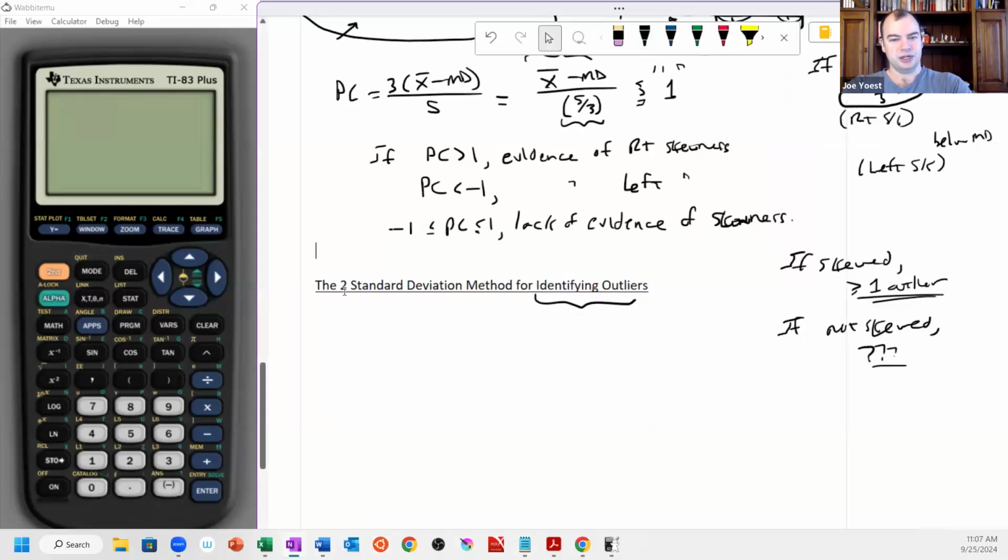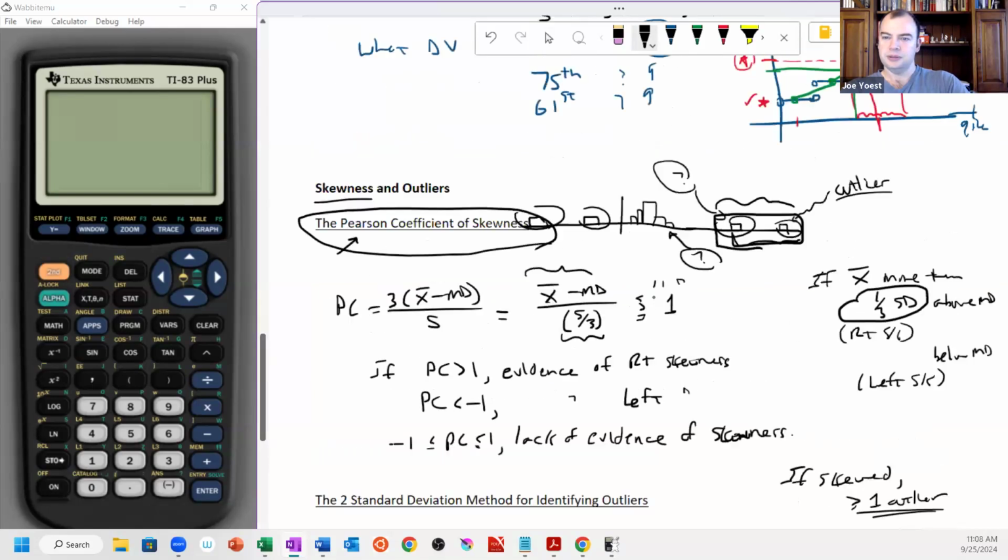So my goal now is to come up with a method for identifying outliers that looks at each individual data point and can answer the question for each individual data point, is this data point or is this value an outlier or not? So my goal is to be able to go through and look at each of these, and for each of them ask, is this an outlier or not?